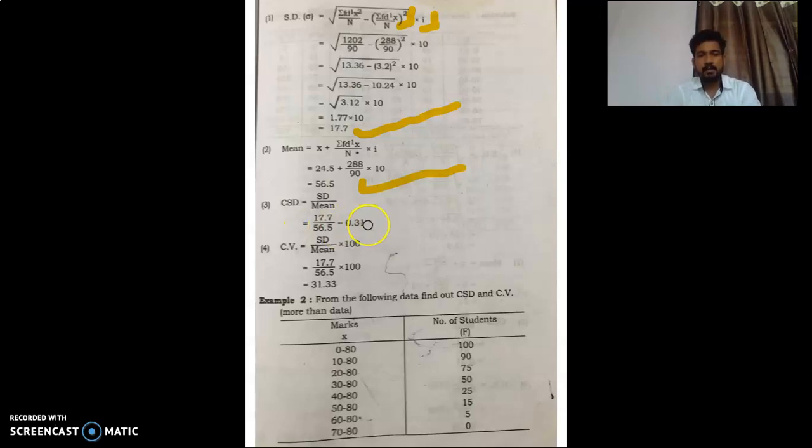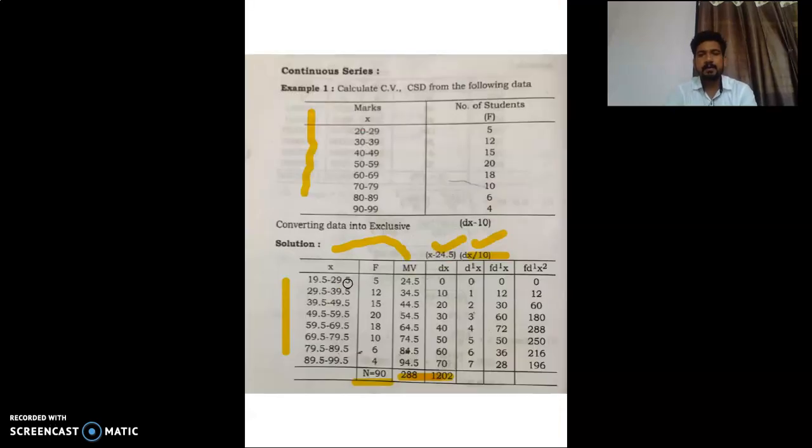So SD divided by mean, 17.7 divided by 56.5, 0.31. And finally, the answer of coefficient of variance, standard deviation divided by mean multiplied by 100, 17.7 divided by 56.5 multiplied by 100, 31.33. So these are the answers of our problem of continuous series, where standard deviation equals 17.7, mean is 56.5, coefficient of standard deviation 0.31, and coefficient of variance 31.33. So this is the problem of standard deviation for continuous series.